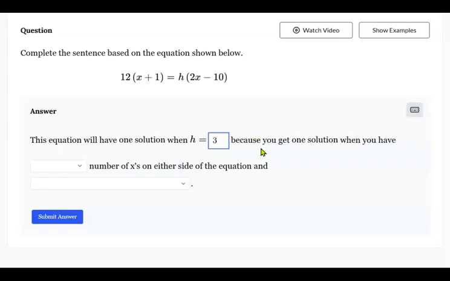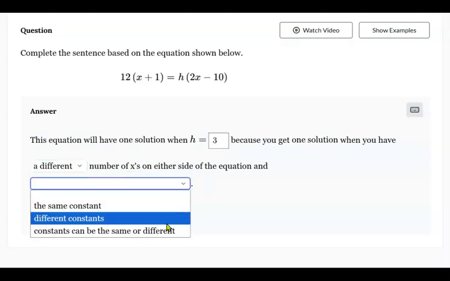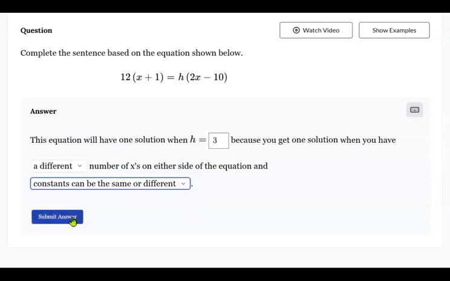So I can put any number I want in this box, but I cannot put the number 6. So I'm going to put a 3 here, because I get one solution when I have different x's on either side and the constants never matter.